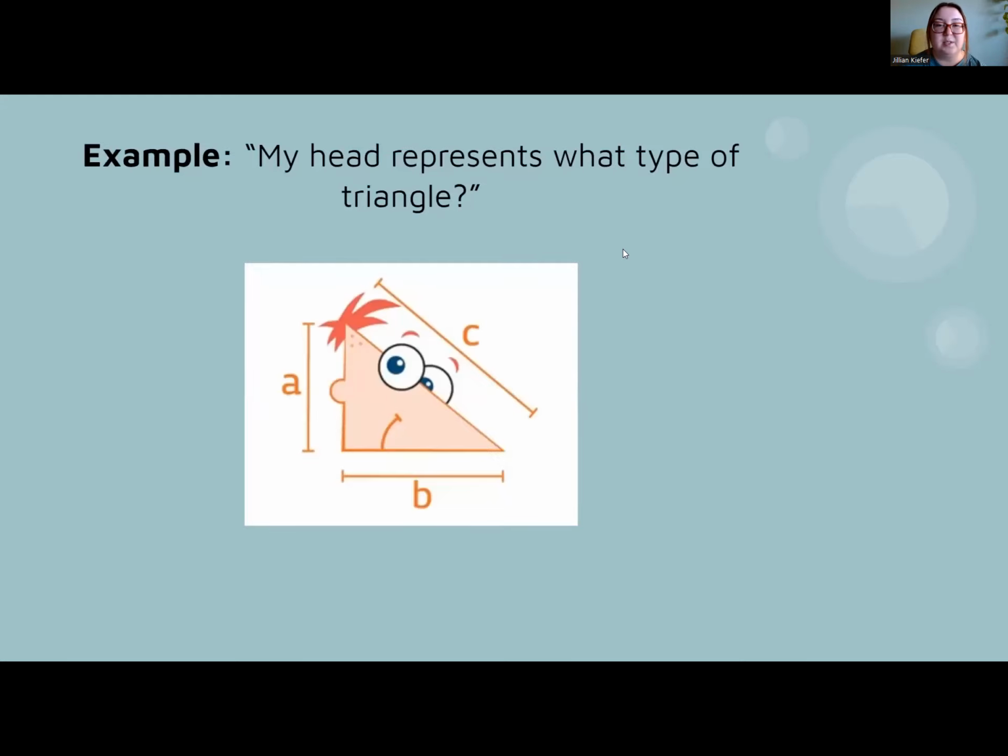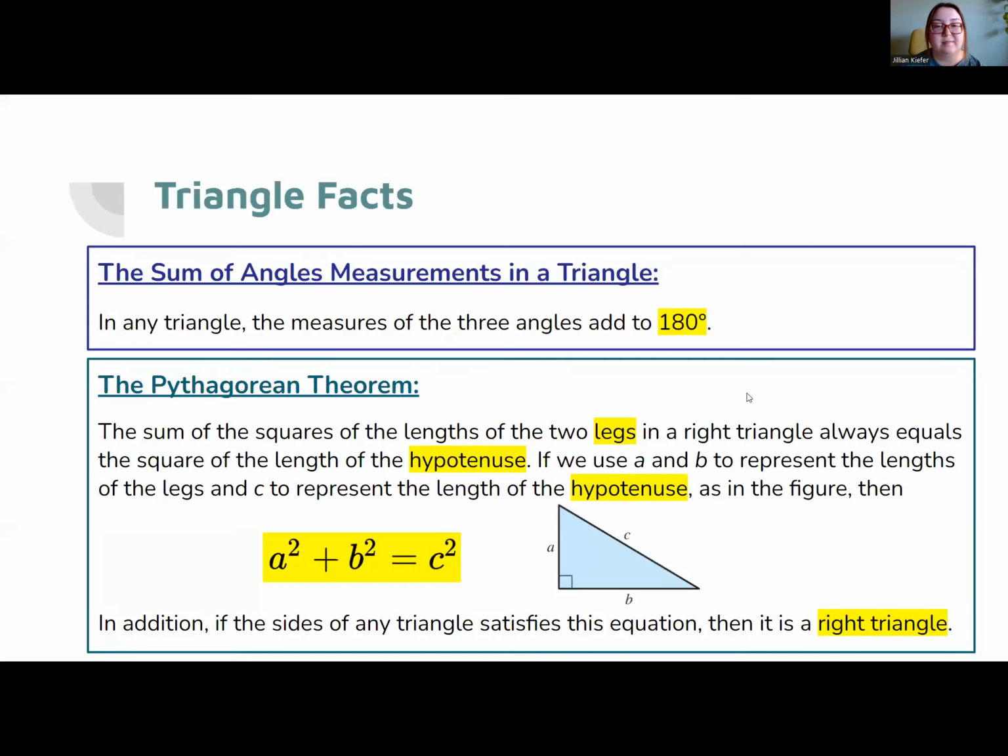Then my head represents what type of triangle. So we have Phineas from Phineas and Ferb here. He's got a very angular head. And there's no box in here, but that is very clearly perpendicular, making his head a right triangle. So we see one going exactly up, exactly horizontally, and then the hypotenuse that cuts across. This is a right triangle here. This inner angle here would be 90 degrees. So, all right, those are the different types of triangles.